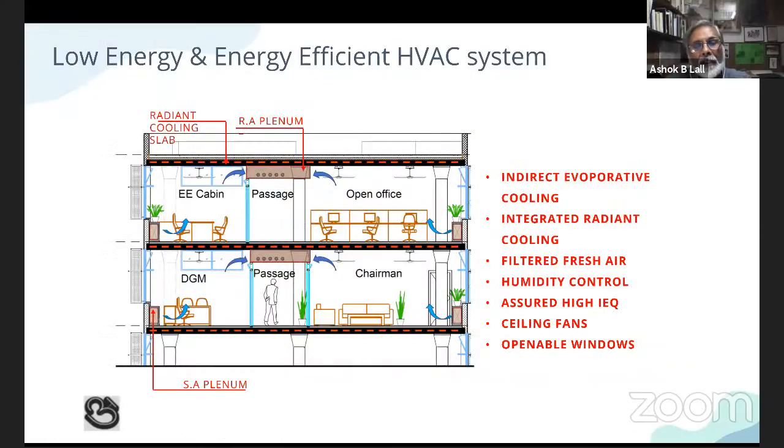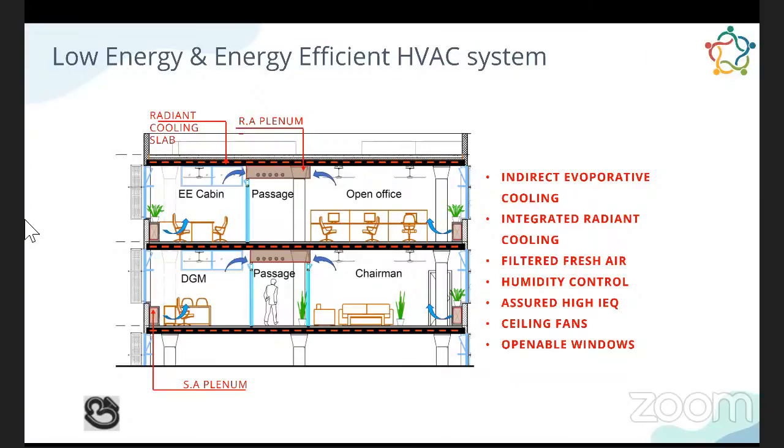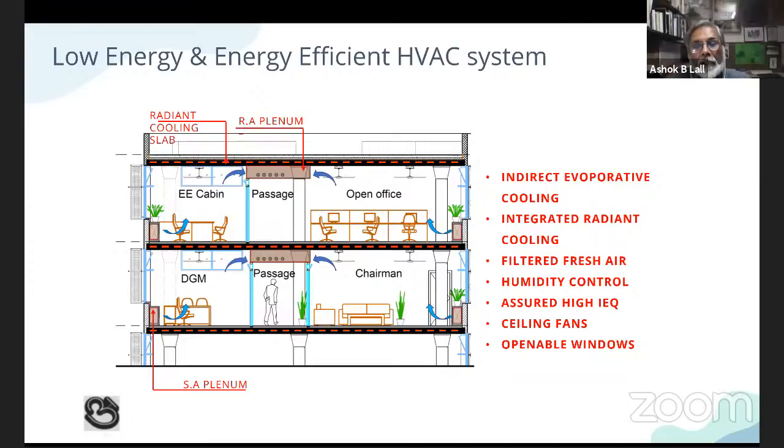These are the assurances that we give, that you'll have filtered fresh air, that you'll have humidity control, you'll have assured high internal environmental quality, you'll have ceiling fans that you can control from your desks, and so on and so forth.